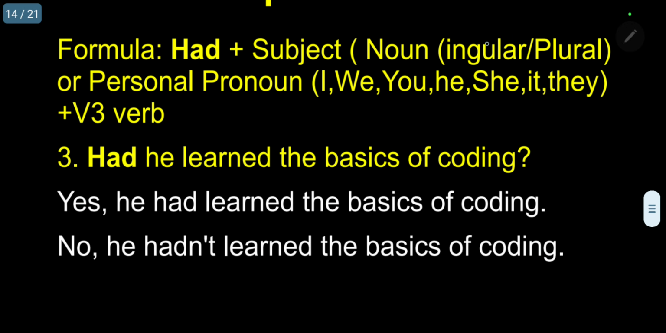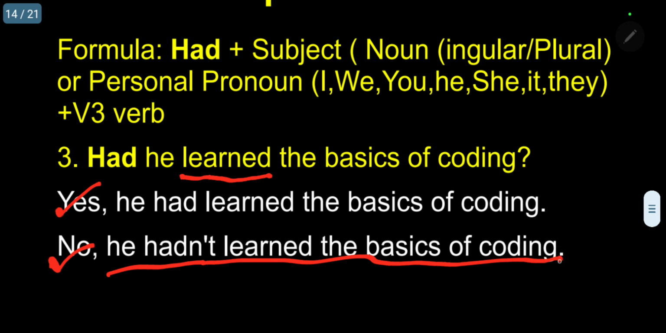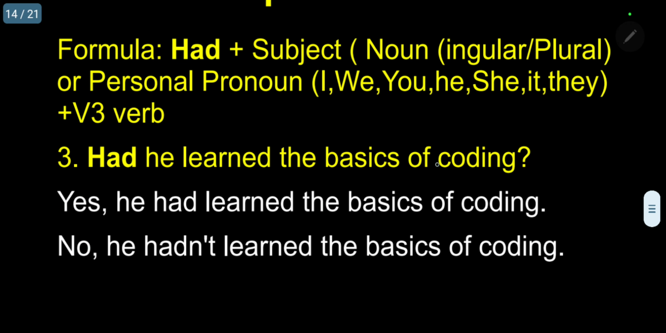The third question. Had he learned the basics of coding? Had, auxiliary, past tense; learned, past participle of the verb learn, V1. Two answers. Yes, he had learned the basics of coding. Negative. No, he hadn't learned the basics of coding. Please follow. So, this is the answer.